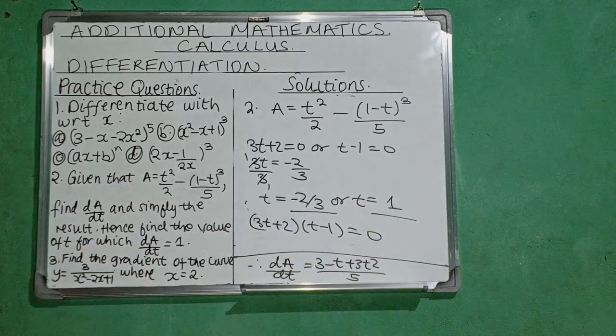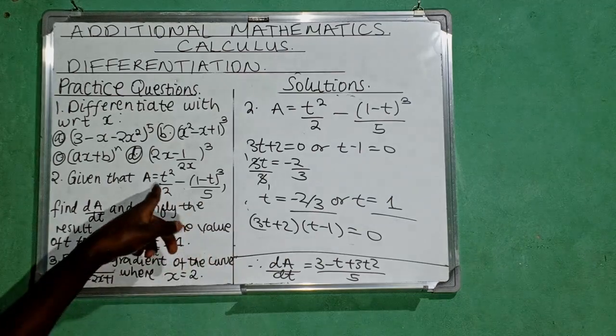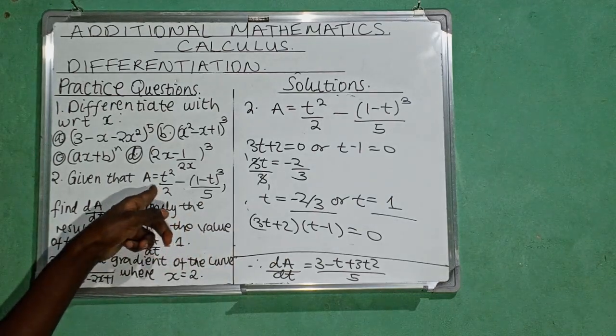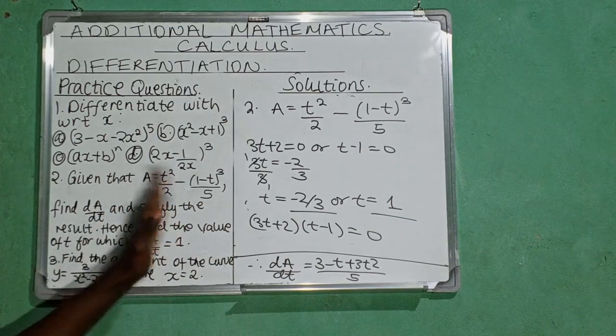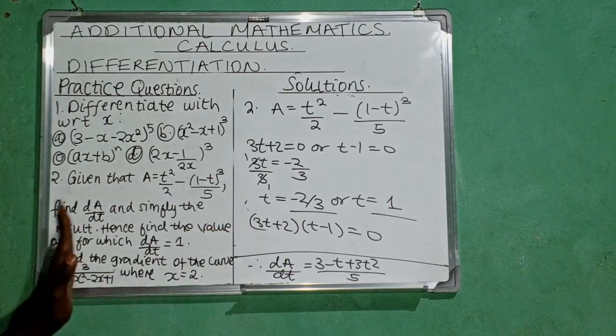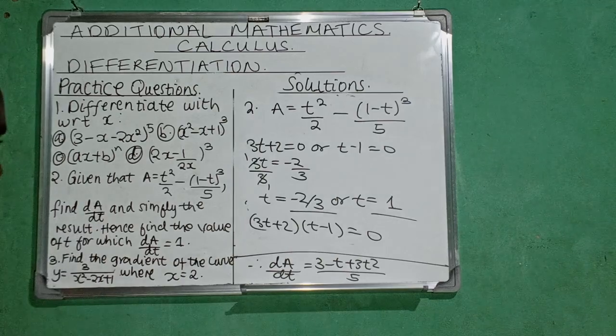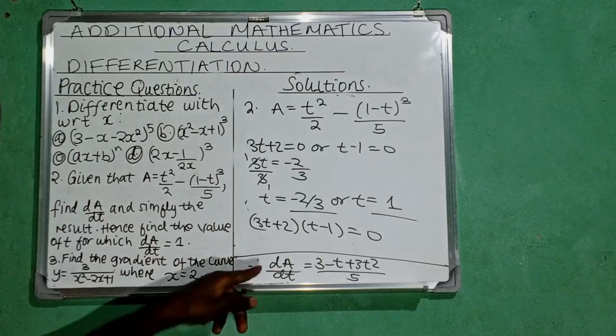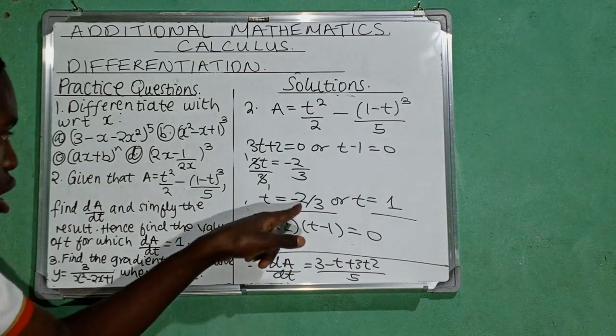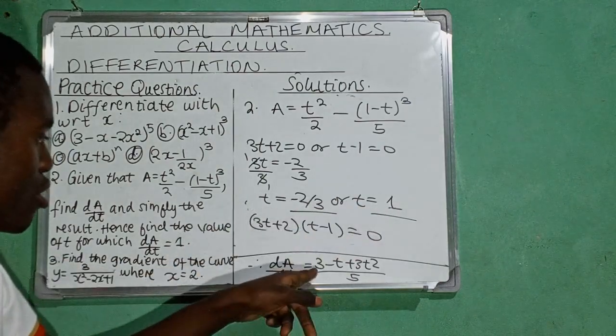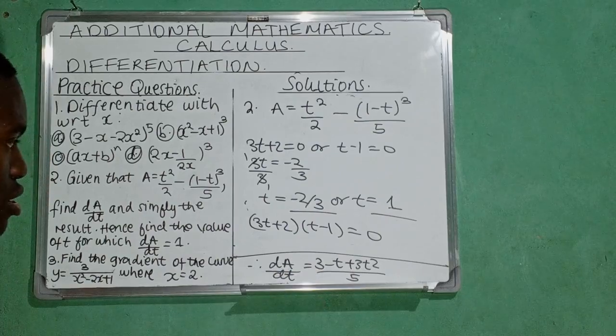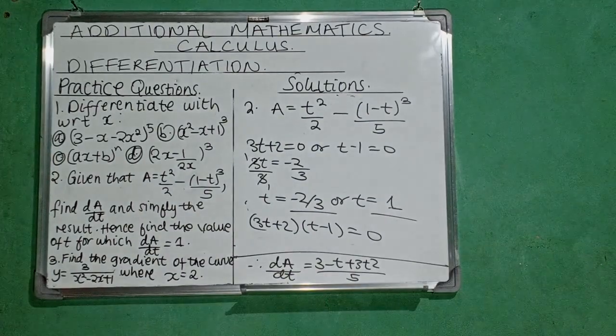If you were to substitute any one of those into this given function, A is equal to that, you are going to get your dA/dt. If you substitute any one of these answers into this, you're going to get your dA/dt to be equal to 1.